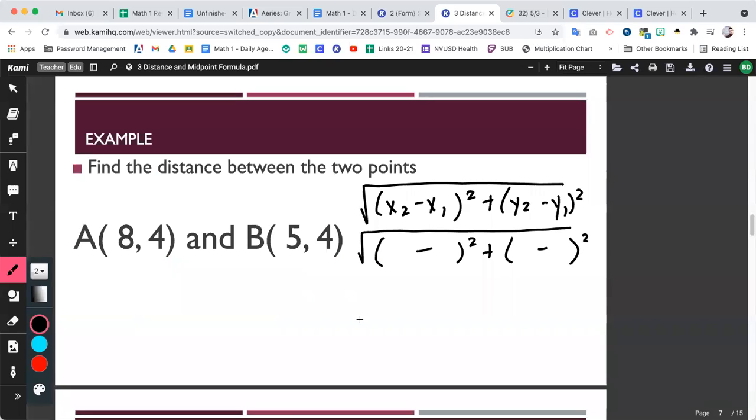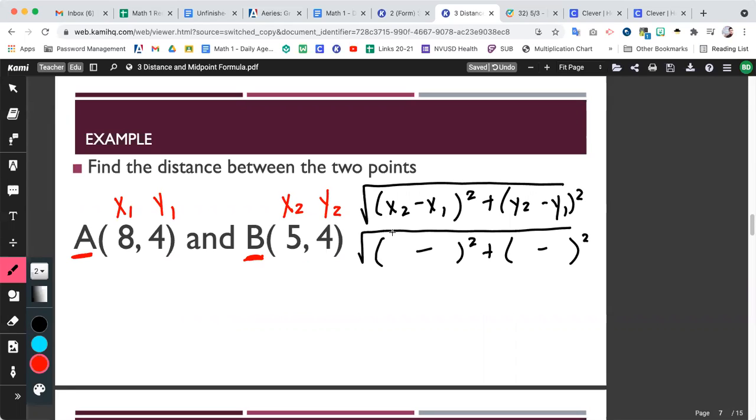Okay, what's the first thing I have to do? I have to label the points, right? So A is my first point. So how do I label this? X1 and Y1. Very good. B is my second point. So how do I label this one? X2, Y2. Very good. Perfect. Okay. So it's always X, Y. And because A is first, it's 1, 1. B is second, 2, 2.